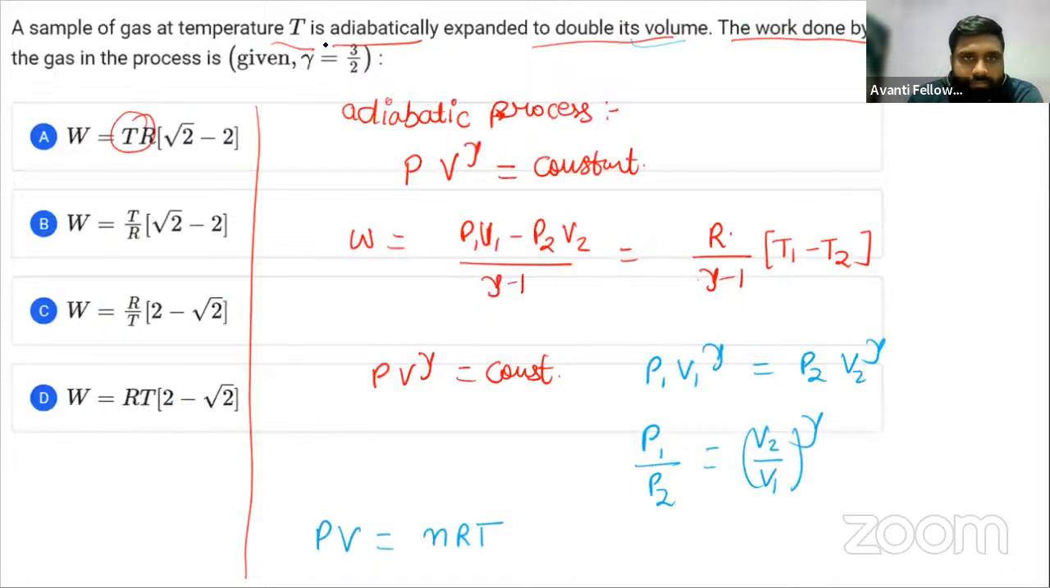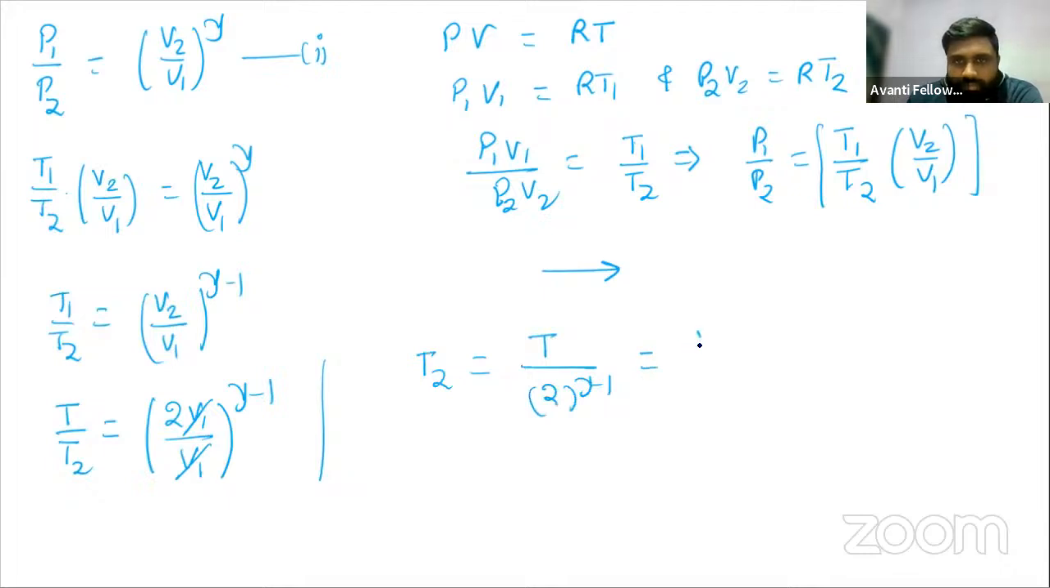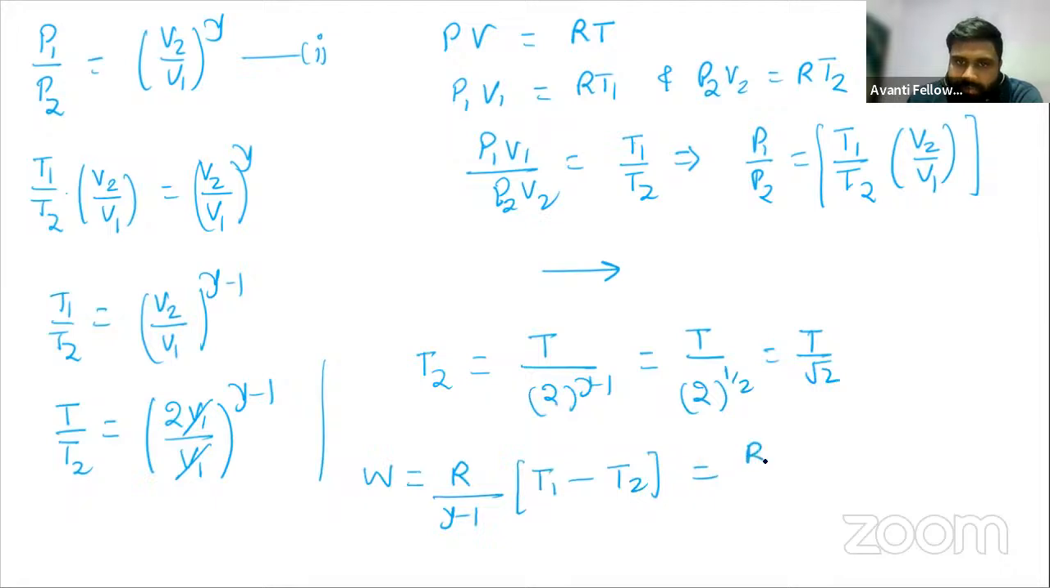Now, what is given above for gamma? It is 3 by 2. So we can write 2 raised to the power 3 by 2 minus 1, which becomes 1 by 2. So T2 will become T upon root 2. Now work done is R upon gamma minus 1 into T1 minus T2. Gamma minus 1 here is 1 by 2, so it becomes 2R. Now T1 is T minus T2, which we found to be T by root 2.